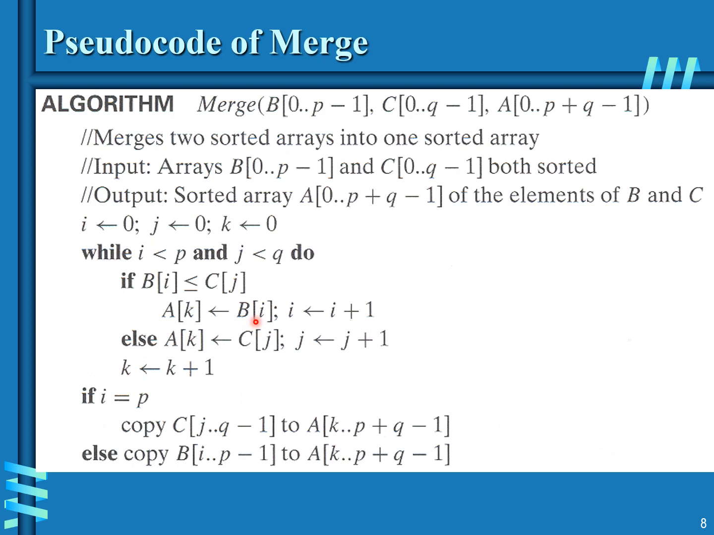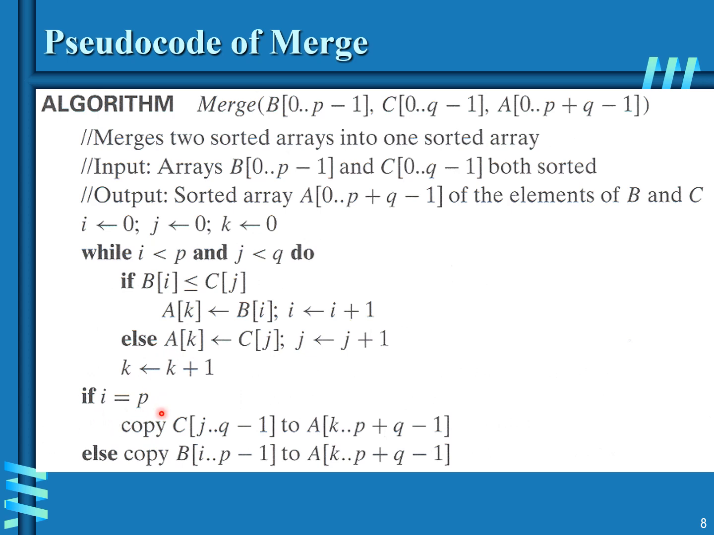If B is smaller, you move B[i] to A[k], then you increment that pointer, i = i + 1. If the element in the C array is smaller, you move C[j] to A[k] and increment that pointer, j = j + 1. Irrespective of whether we move an element of array B or array C, you have to increment k = k + 1, which is the pointer for the resultant array. This process is repeated until one of the arrays is exhausted, and then it comes out of the while loop.